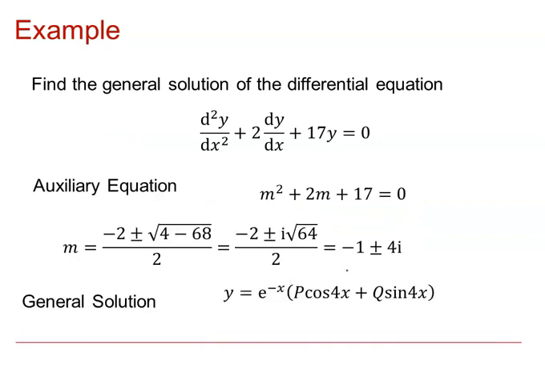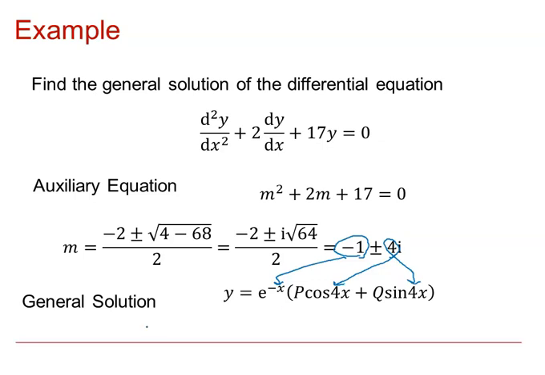So the auxiliary equation could be solved with a formula or by completing the square, but the important thing is to recognise the complex roots for m. The real part, minus 1, is the coefficient of the x there, and the 4 is the coefficient of the x in each of the trig ratios.